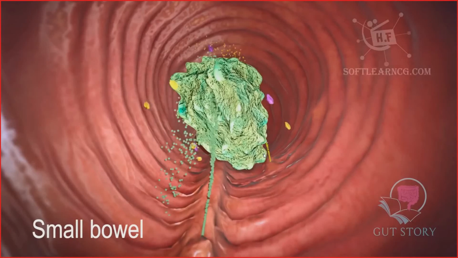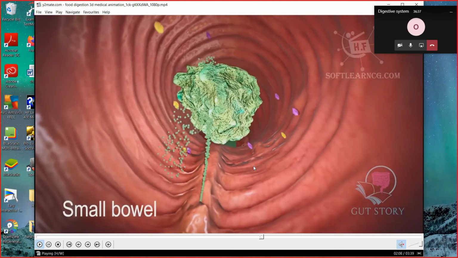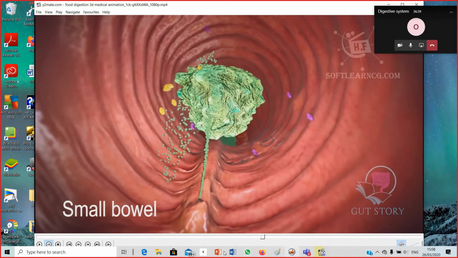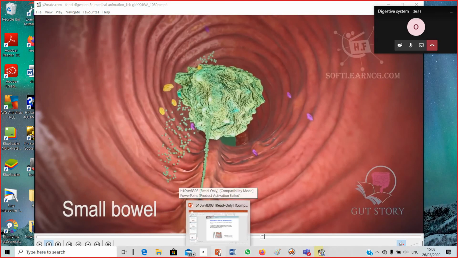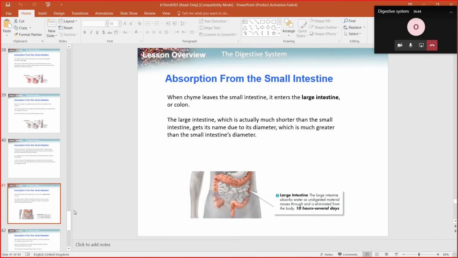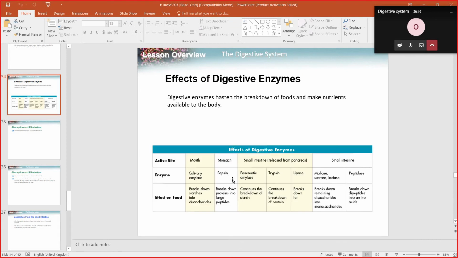Okay, now we will go to the PowerPoint show here, because we need to know what are the enzymes that are found in the pancreatic juice. Look here. I will make it bigger.